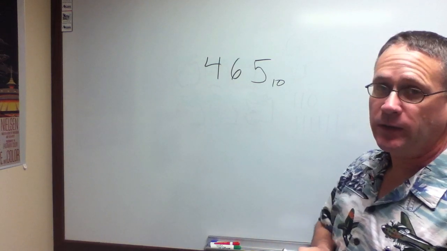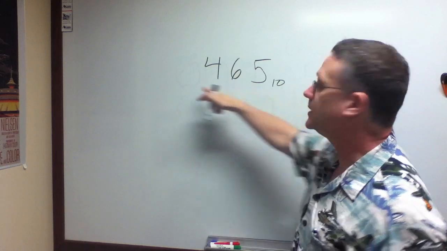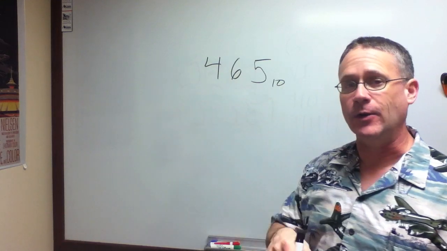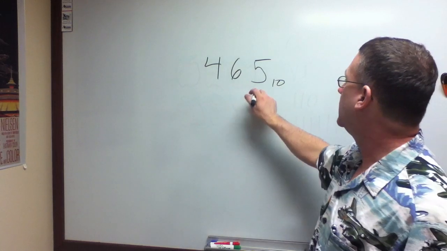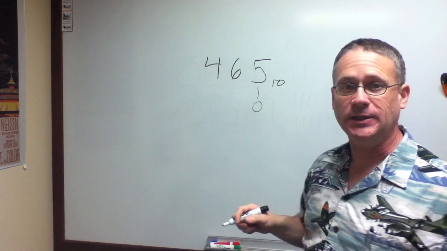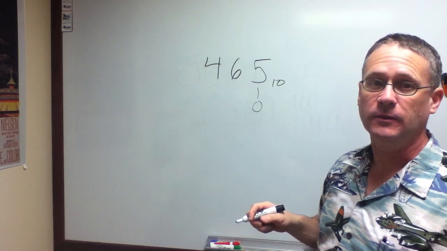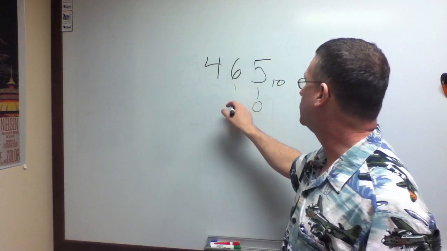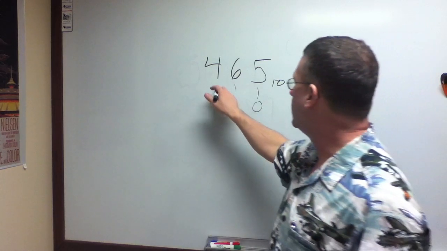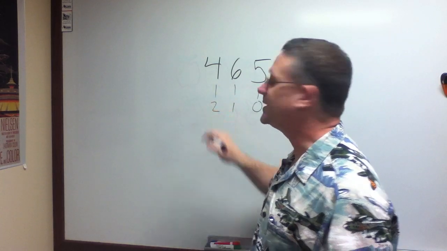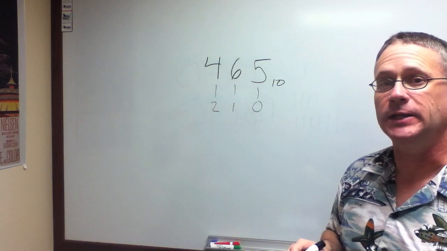So what we do is every place from right to left is associated with a power of the base that we're using. So since it's base 10, this represents 10 to the 0, the ones place. This represents 10 to the first, the tens place. And this represents 10 to the second, or the hundreds place.